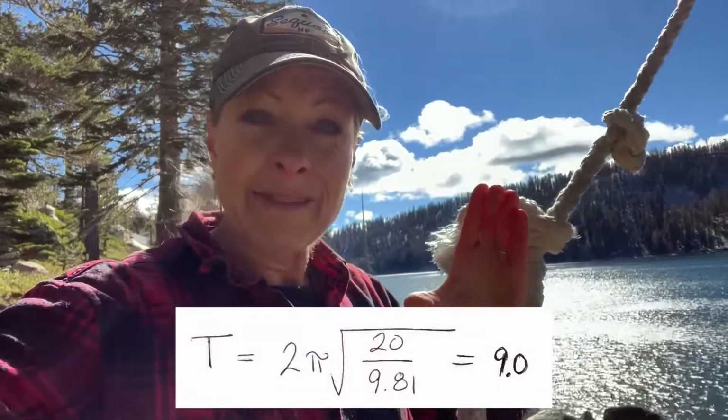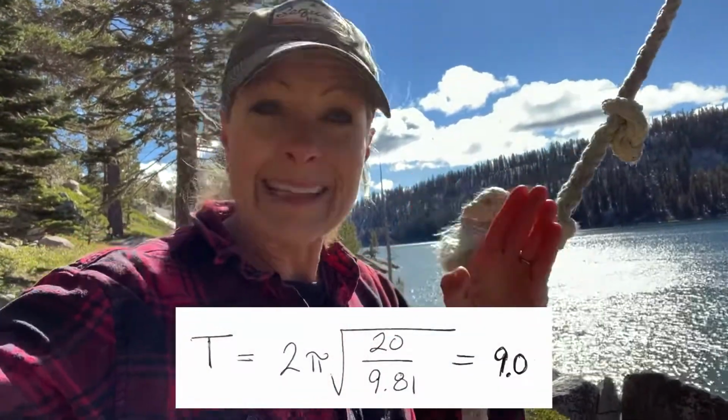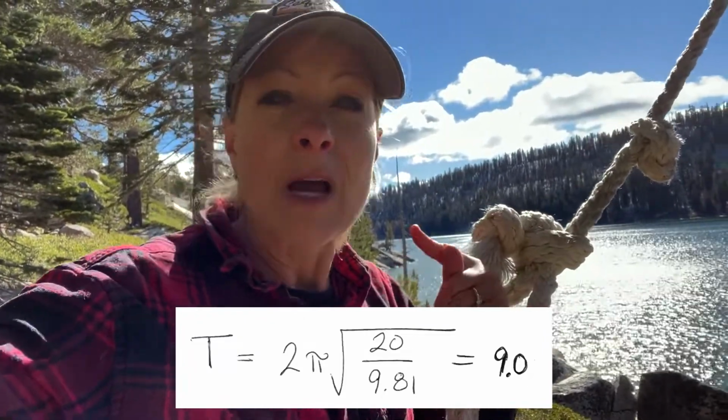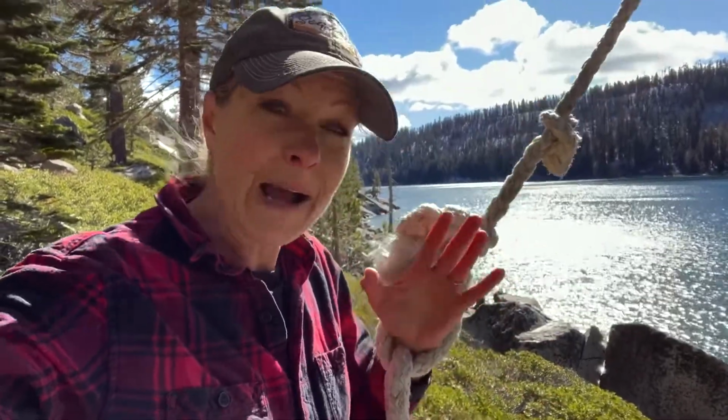Let's do some math here. So I'm gonna guess that this rope swing is about 20 feet long. So if I take the length of it, which is 20 feet divided by 9.81, and then I get the square root of that and multiply that by 2 and multiply that by the pi, which is 3.14, that will give me about 9 seconds. So my hypothesis is that this period of this swing going from one side to the other and back again will take about 9 seconds.